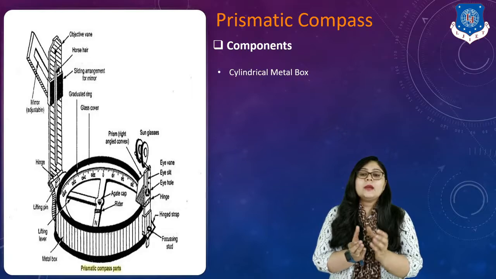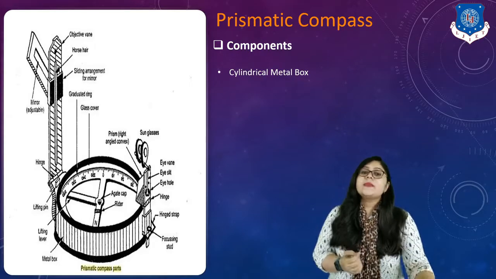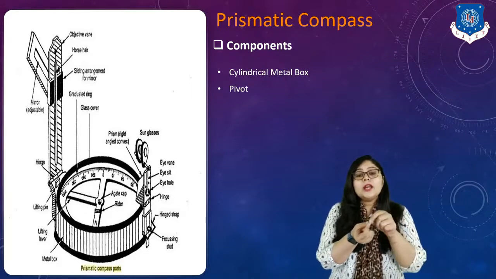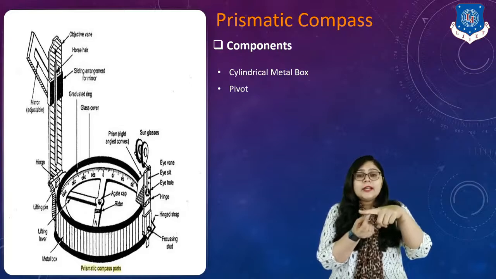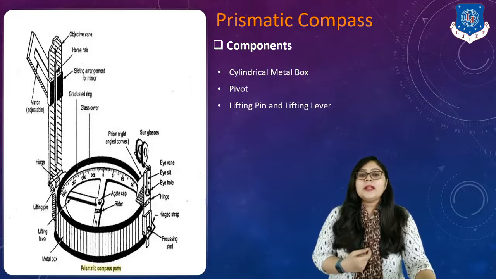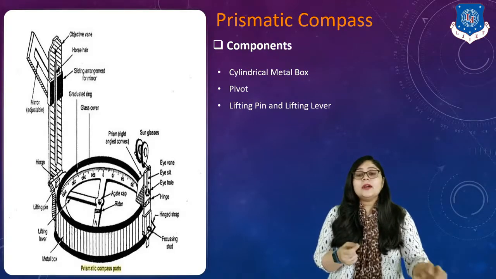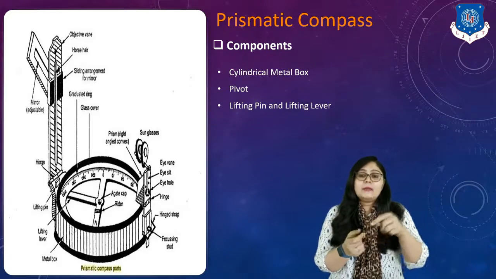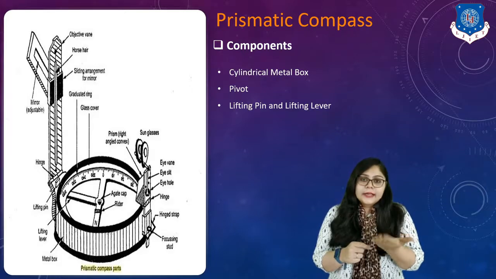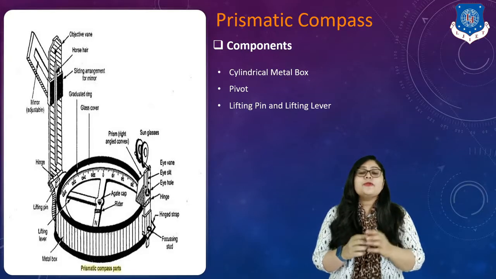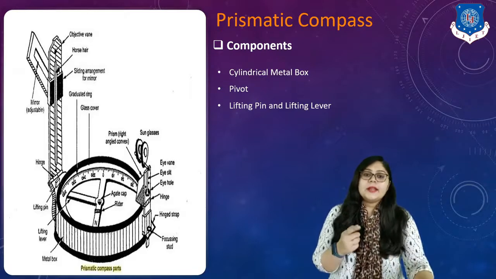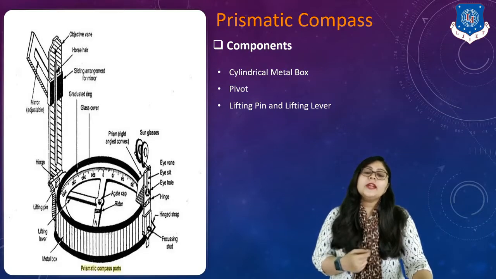So from weather we can protect our needle, right? Second is the pivot. It means the center or the middle portion on which our magnetic needle is supported, right? Next is the lifting pin and the lifting lever. Whenever we open the compass, our graduated ring or our needle is oscillating. At that time, by pressing the lifting pin, we can stop that movement and make it stable, right? That is the concept of lifting pin and lifting lever.